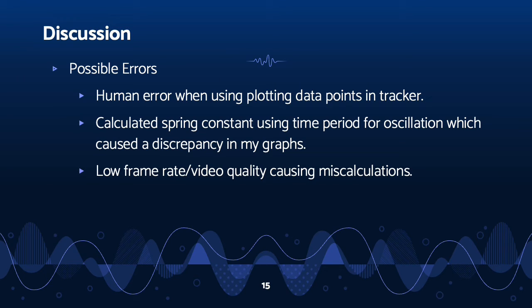Three possible errors I want to talk about are human errors. So when I was plotting the data points in Tracker, calculating the spring constant using the time period for oscillation, or the low frame rate or video quality causing miscalculations, which could have explained why the graphs from the previous slide tend to deviate from each other as more time went by.